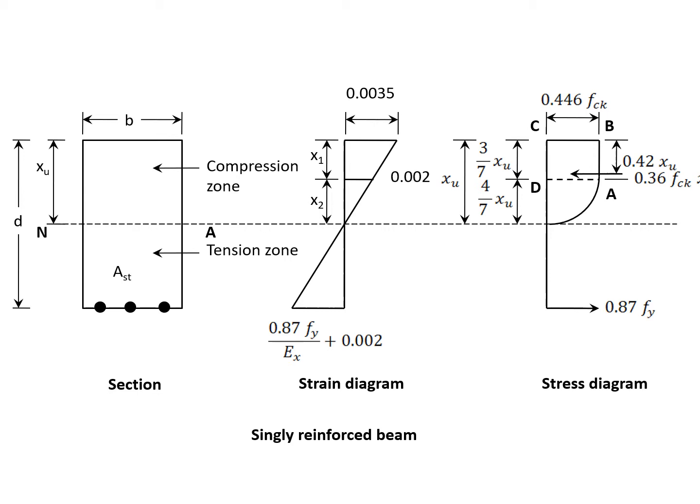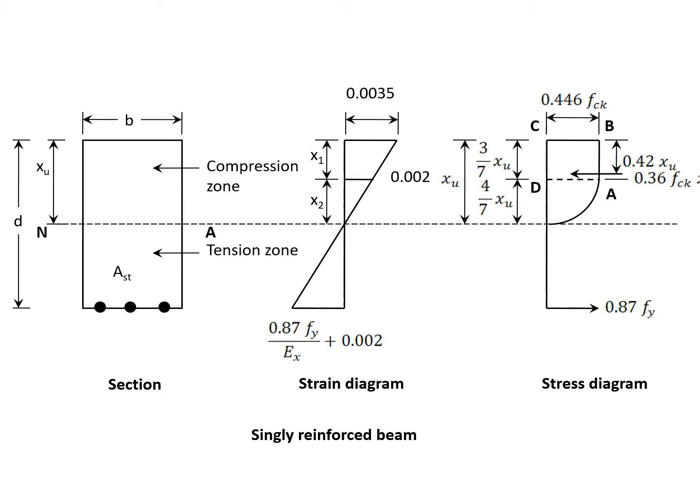The maximum strain in steel is 0.87 Fy upon Es plus 0.002. This is a design course, and we don't need to get into how and why this has come. We can accept and apply. That's the aim of this course. And look at the rightmost diagram.